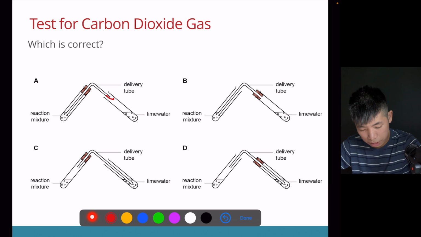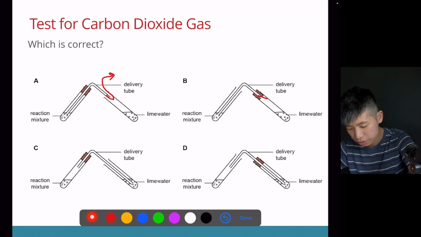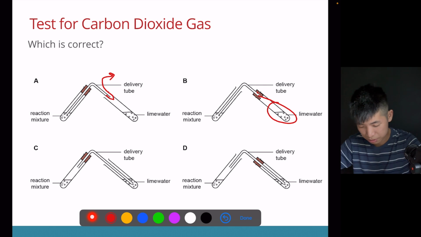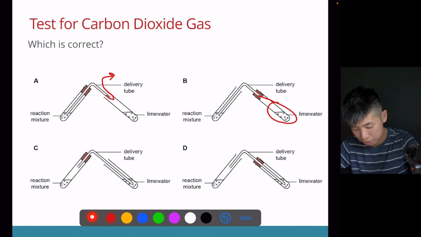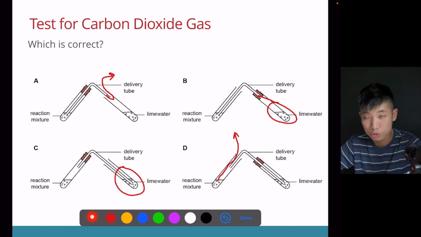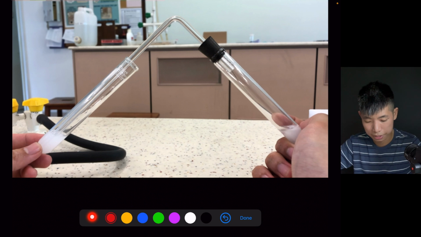A is wrong because the carbon dioxide can escape. B is wrong because nothing is being inserted into the limewater. D is wrong because the carbon dioxide produced will escape. So take note, the long end of the delivery tube should always be inserted into the limewater. So this is how it's supposed to be done.